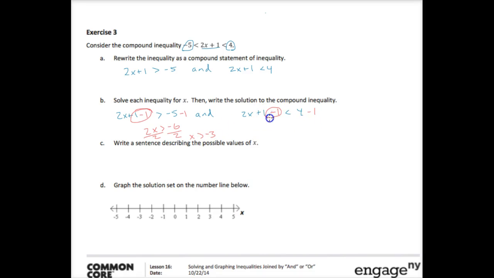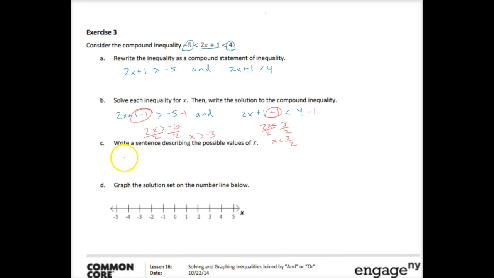Over here, another 0 pair. 2x is less than 3. Divide by 2. Sad, boo-hoo. Oh well, it's a fraction. We'll get over it. x is less than 3/2. So write the sentence describing the possible values.